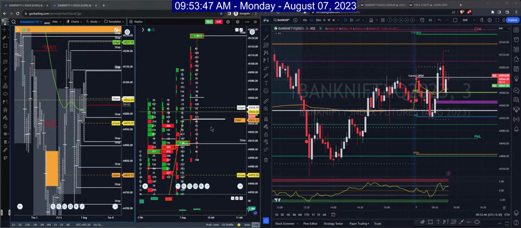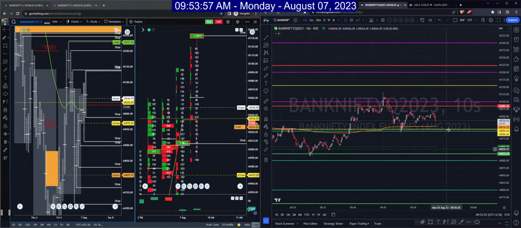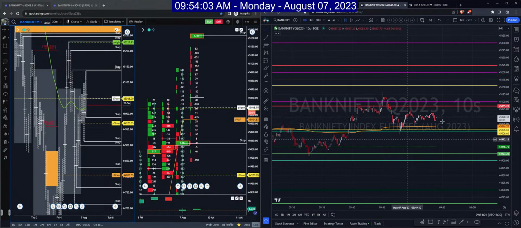We are developing above VWAP. Now this is a 30-minute chart, this is a 3-minute chart. Here the VWAP is at 45,012. Here it's 15, yeah, 15, 16, yeah, that's fine. But overall we are hovering around VWAP.